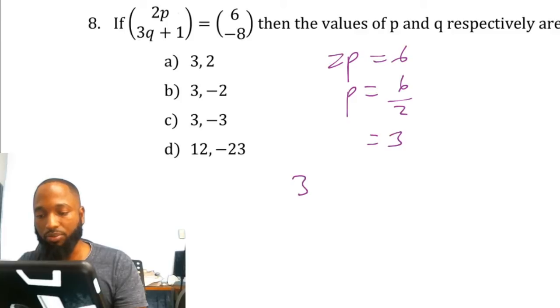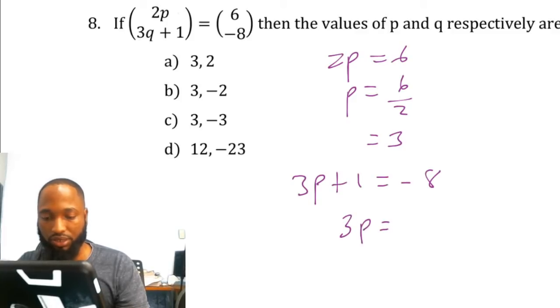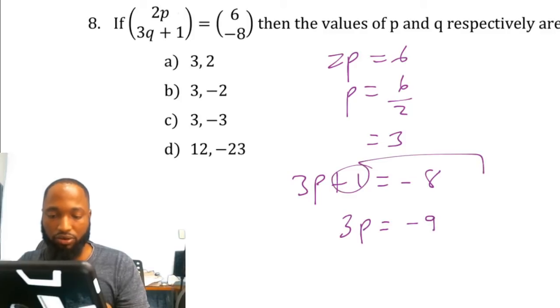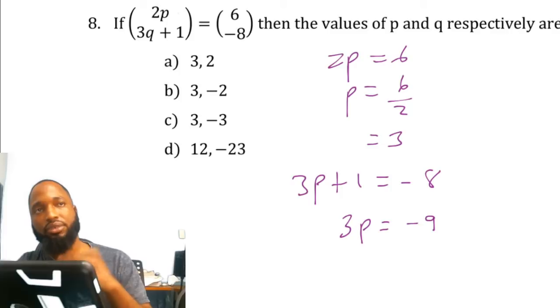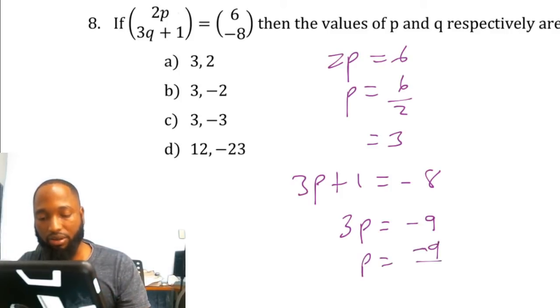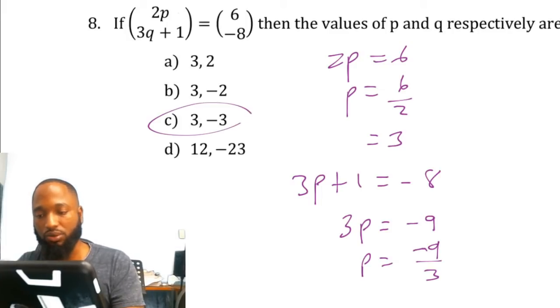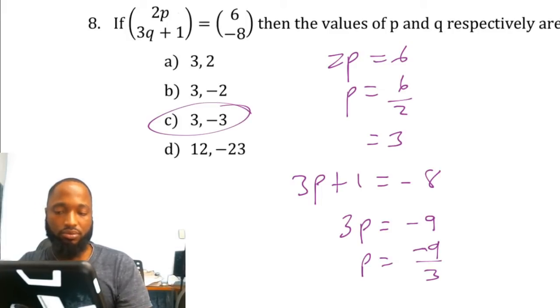And the next one, 3P plus 1 is equal to negative 8. 3P is equal to negative 9, because when I bring the 1 across, it will be negative 1, and negative 8 take away 1 is negative 9. So P is equal to negative 9 divided by 3, negative 3. So the answer is this one, C, 8C.